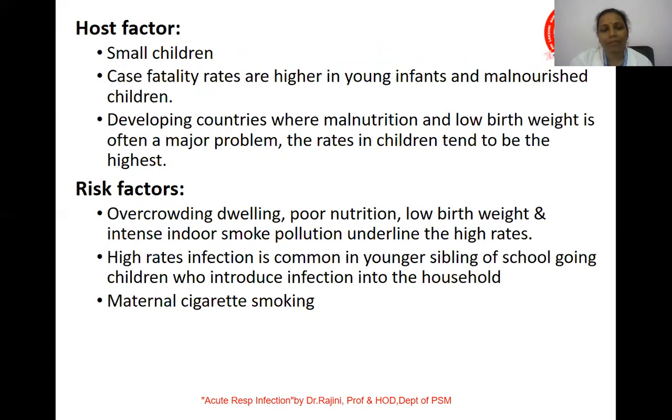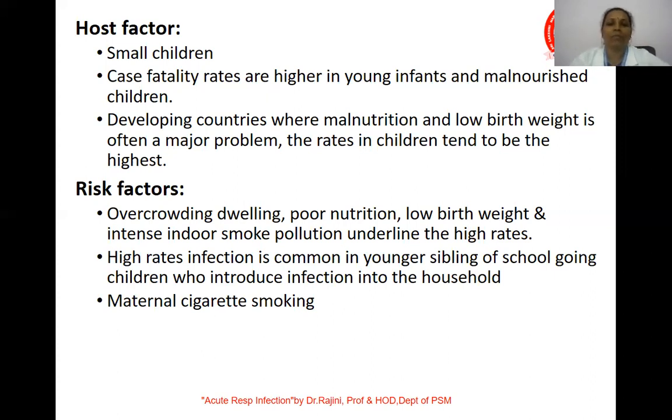Host factors. So who are all the host factors? Most commonly affected are small children. Case fatality rates are higher in young infants and malnourished children. We all know malnourishment leads to infection, which again leads to malnourishment. So it is a vicious cycle. In developing countries, where malnutrition and low birth weight are often a major problem, the rates in children tend to be the highest.